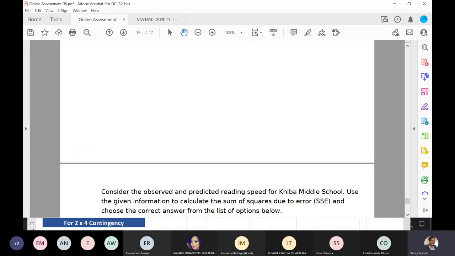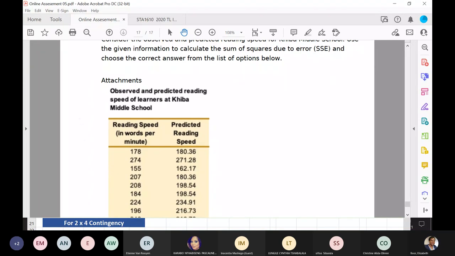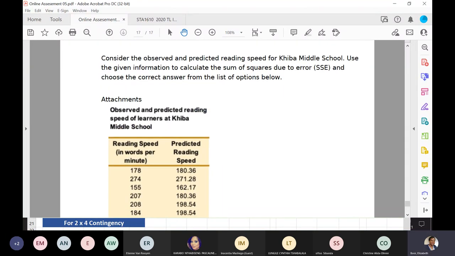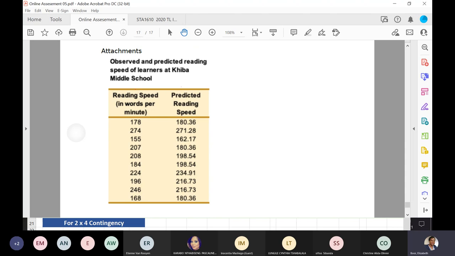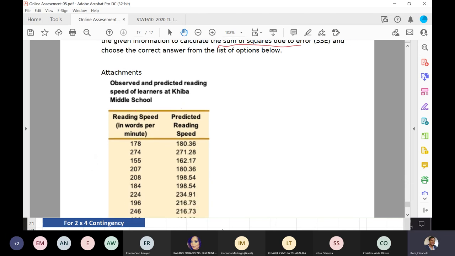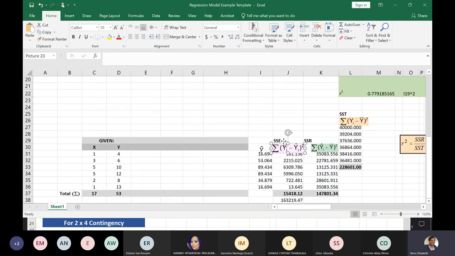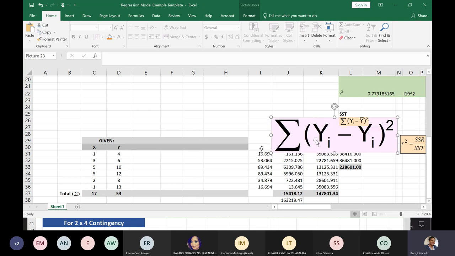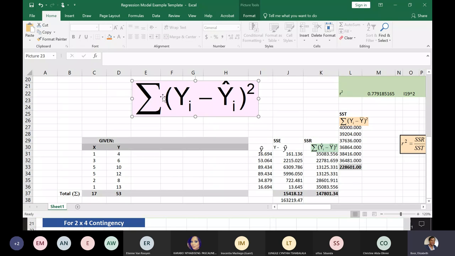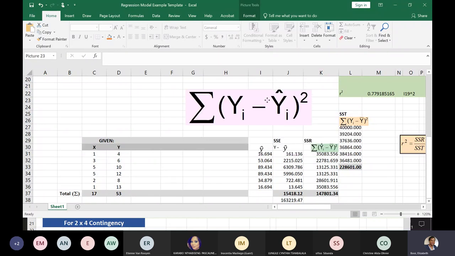13, which I assume will be the last question. Consider the observed and the predicted. So observed and predicted reading speed for Kiba. Use the given information to calculate the sum of squares error. Now, the SSE, so you can use the template. Let's go to the template. We can't use the template because what they're asking you to calculate is this SSE formula: the sum of your observed value minus your estimated value. That's what they are asking you to calculate.